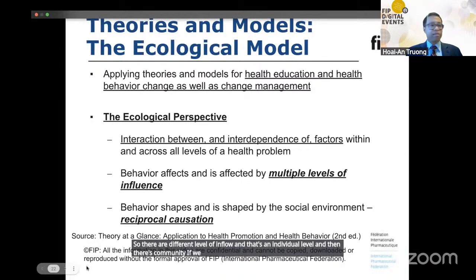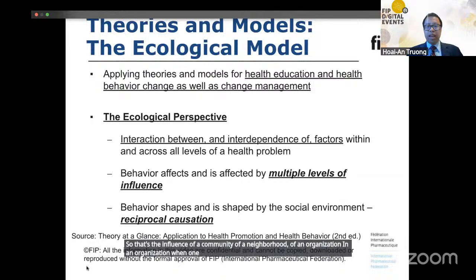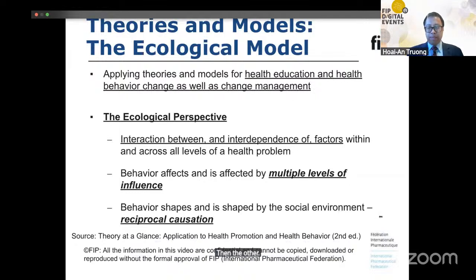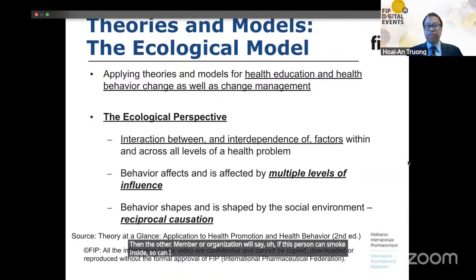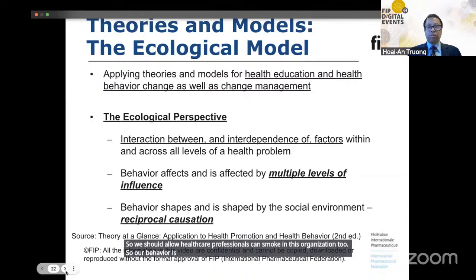If we look to the right-hand side or left-hand side, that car is going too fast, beyond the speed limit. I should go fast too, to keep with the flow of traffic. So that's the influence of a community, of a neighborhood, of an organization. In an organization, when one person says it is okay to smoke inside, then the other members will say, oh, if this person can smoke inside, so can I. And if one organization says that healthcare professionals can smoke, then we should allow healthcare professionals to smoke in this organization too. So our behavior is affected by multiple levels of influence.